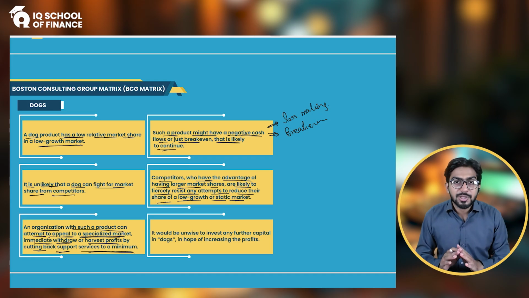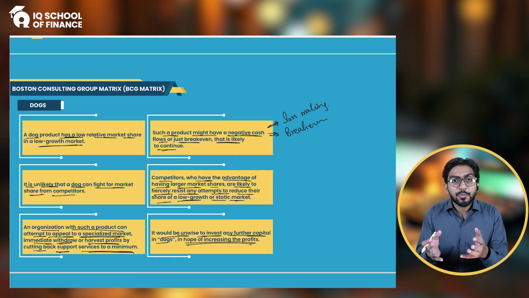Otherwise you cannot do much about it, right? It would be unwise to invest any further capital in dogs in hope of increasing the profit. So it is very, very likely that you will withdraw from the dog, and whatever proceeds you will get from selling the dog product or the dog company, you can use for the star products. All right, because you are getting the inflows and the star product needs it. So you can transfer the inflows or the sale proceeds to the star product.